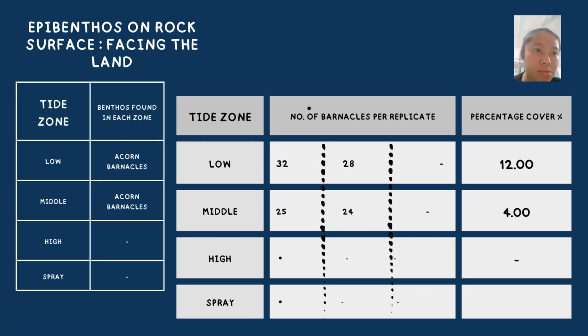For epibenthos on the rock surface facing the land, the benthos found in the low and middle zones is also barnacles, while there is no benthos found in the high and spray zones. The number of barnacles per replicate for the low tide zone is 32 and 28, and the percentage cover is 12.00%. While for the middle tide zone, the number of barnacles per replicate is 25 and 24, which is 4.00%. While for the high and spray zones, no barnacles were found.